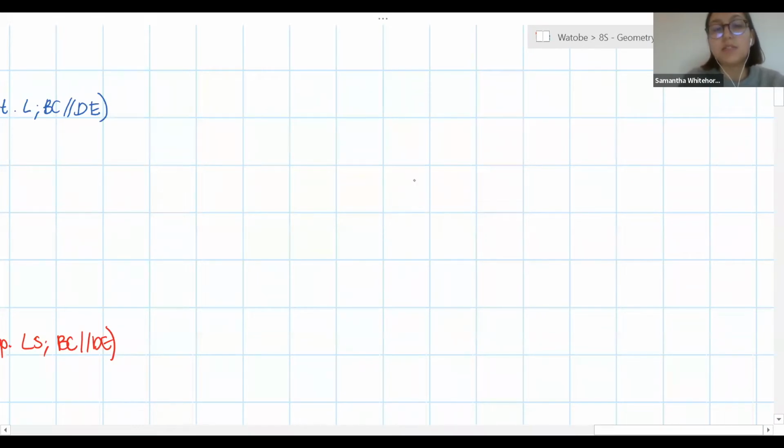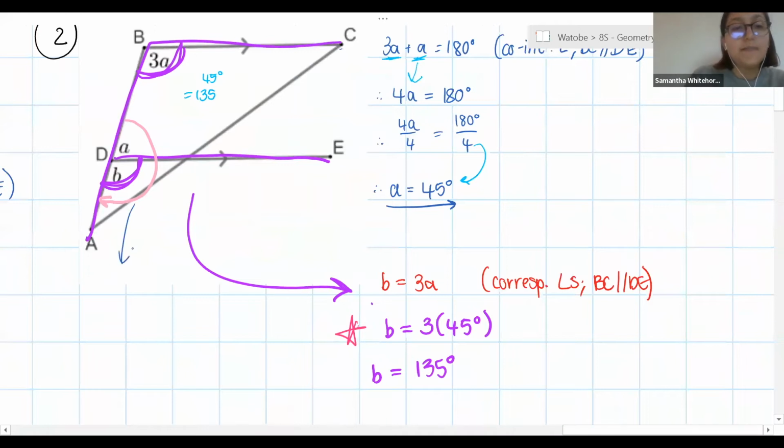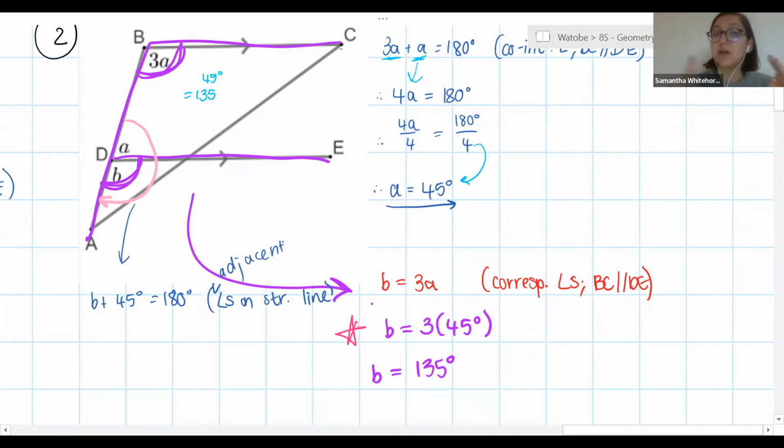So what's really important is if you're going to use angles on a straight line, which is absolutely fine, so something like B plus 45 equals 180, your reason needs to be specifically angles on a straight line. If you want, you can then put adjacent angles on a straight line. That's fine, but you have to have straight lines somewhere to show that you are working with 180 degrees. Does that make sense? Yes, ma'am. Cool, awesome, well done.